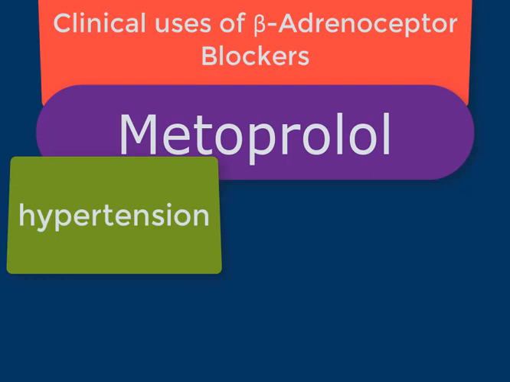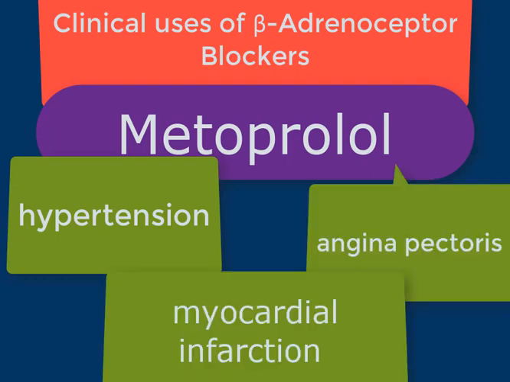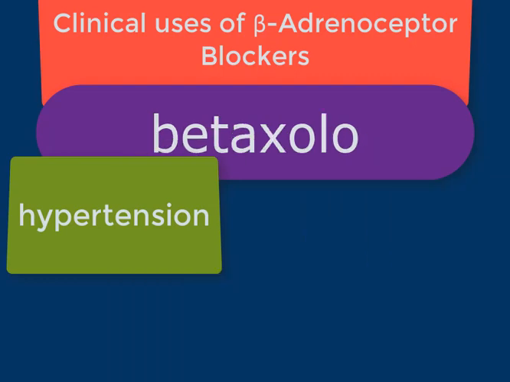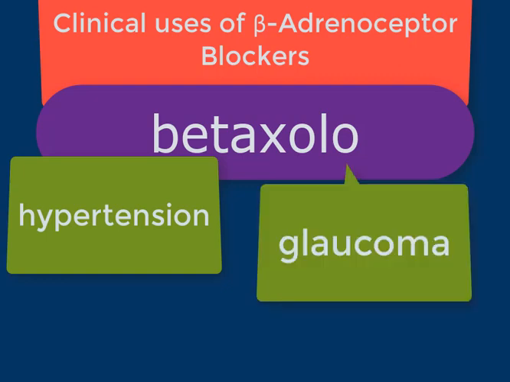Metoprolol is used to treat hypertension, angina pectoris, and acute myocardial infarction. The beta-1 selective antagonists bisoprolol and betaxolol are administered orally to treat hypertension. Betaxolol is also used to treat chronic open-angle glaucoma. Topical ocular administration of betaxolol reduces aqueous humor secretion while producing negligible blockade of systemic beta-adrenoceptors.